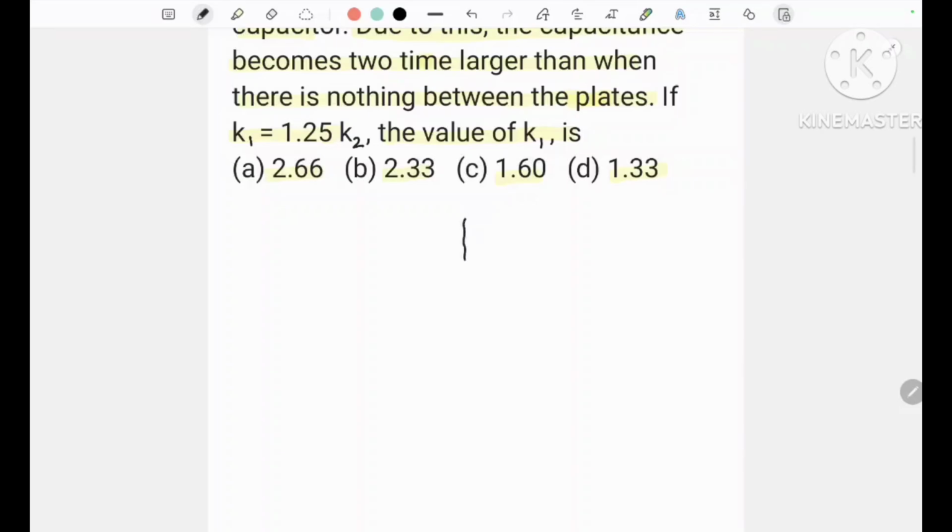A capacitor, this plate distance is D. Plate area is A.